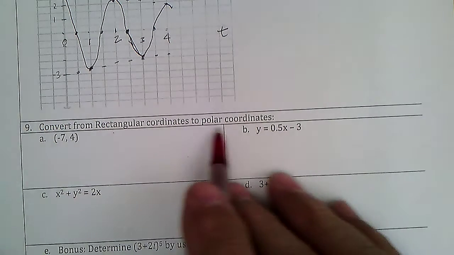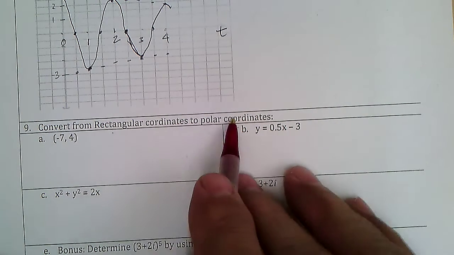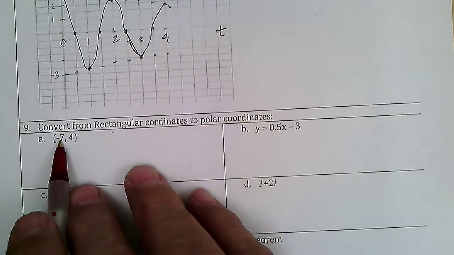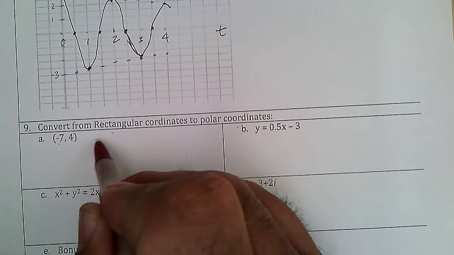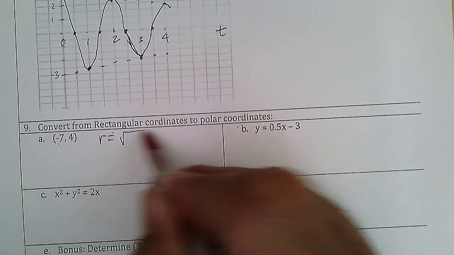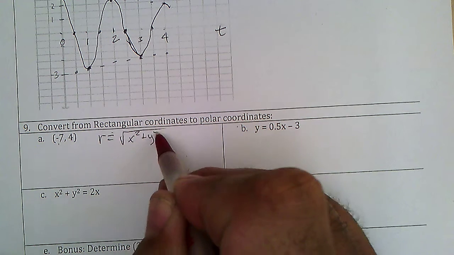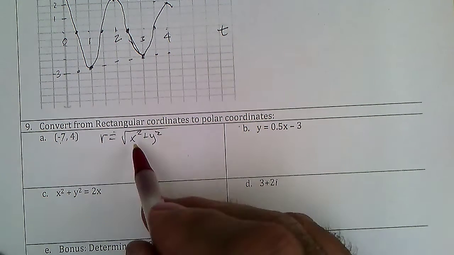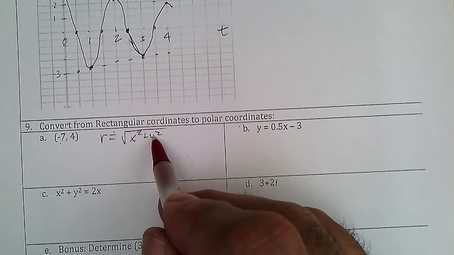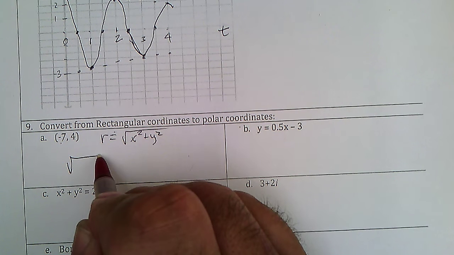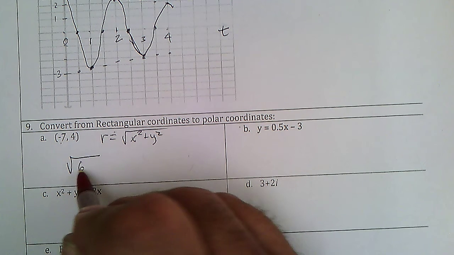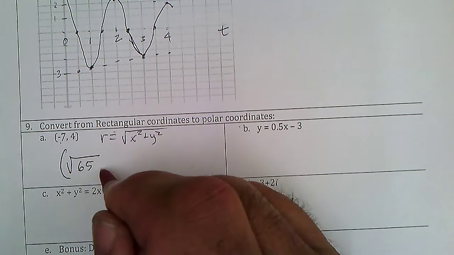Convert rectangular coordinates to polar. So that's rectangular, that's x and y. So r is the square root of x squared plus y squared. So 49 plus 16 is 65. That's r.